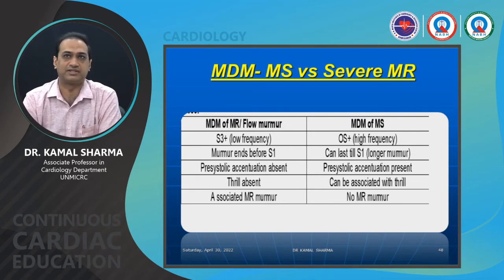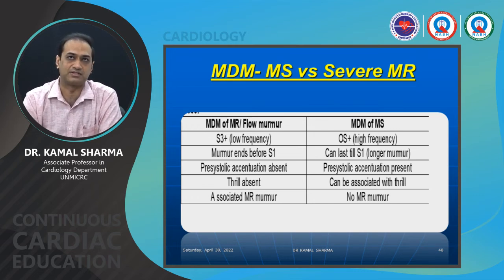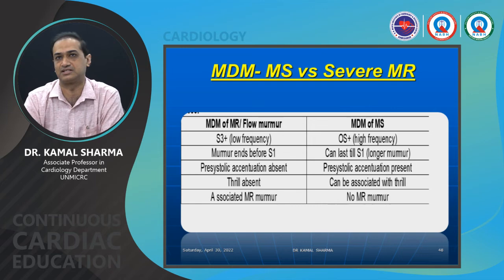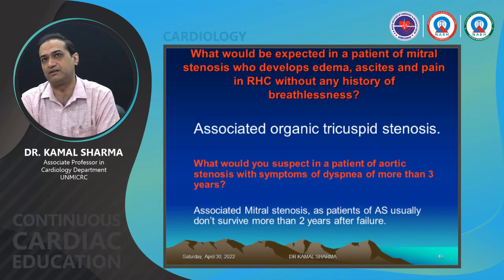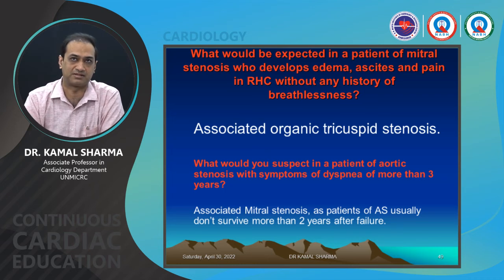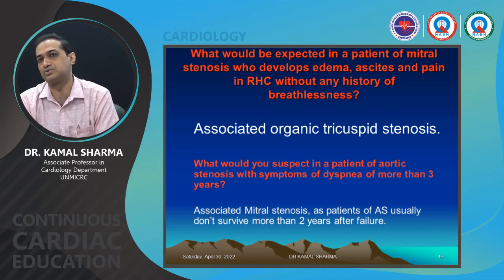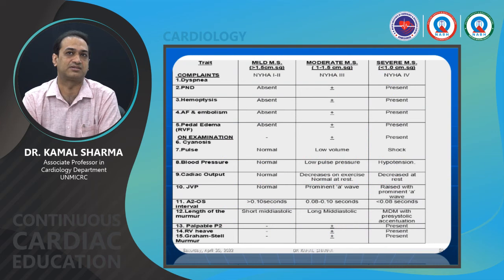MDM from MS with severe MR can also be differentiated by the presence of S3 versus opening snap, and loud S1, which is present in patients with mitral stenosis, and presystolic accentuation, which is always present and suggestive of mitral stenosis. In a patient who presents with right heart failure even without severe mitral stenosis or pulmonary edema, you should suspect an associated organic tricuspid disease. Similarly, in a patient whose dyspnea is much longer than AS, you again should suspect a silent mitral stenosis.